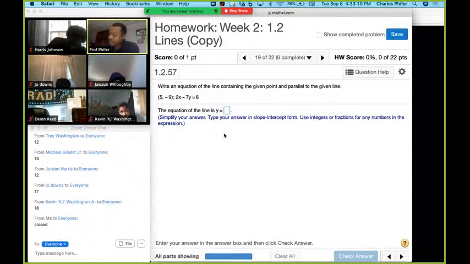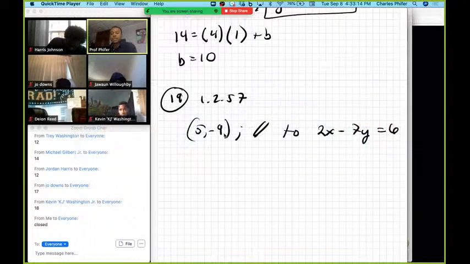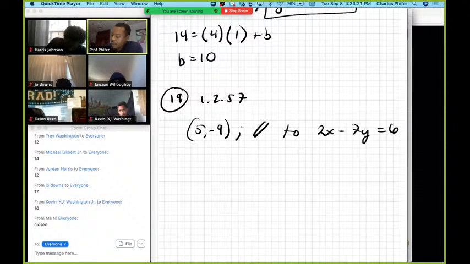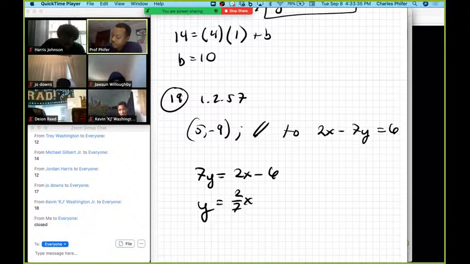Okay, so we need to find the slope of this given function or equation. So I'm going to solve for y. I'm going to add the 7y and subtract the 6. So we get 7y equals 2x minus 6. Divide both sides by 7. 2 over 7 x minus 6 over 7. So it needs to go through that point and have a slope of 2 by 7.